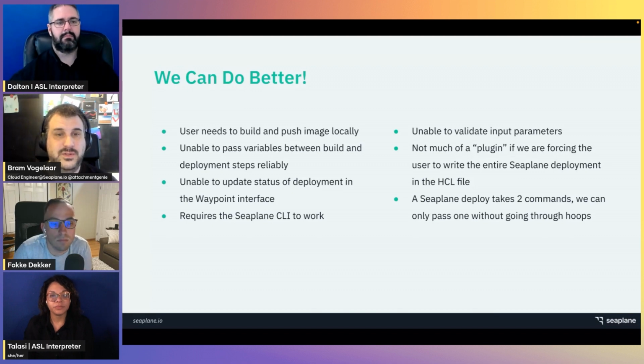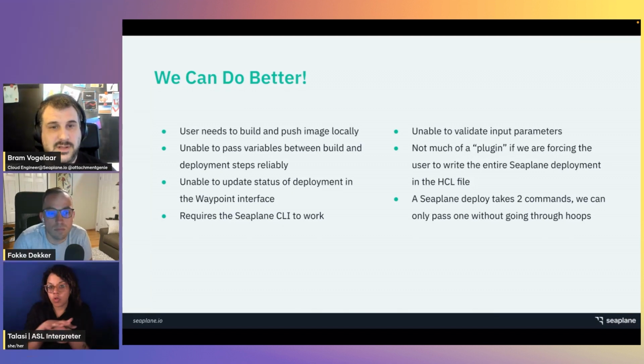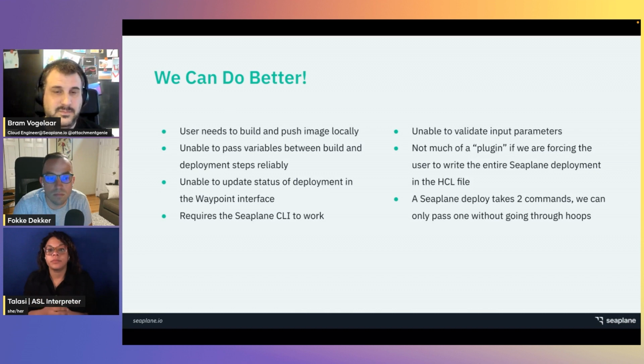Right, we still need to push locally. Where the builds, because it's a local exec, we can't really pass around variables, which is a bit annoying. So we don't actually get too good of an update status on these deployments. As I mentioned, the CLI still needs to be somewhere present, needs to be up to date, of course. LCM is always an issue. And the validation of these parameters is not always as what we want.